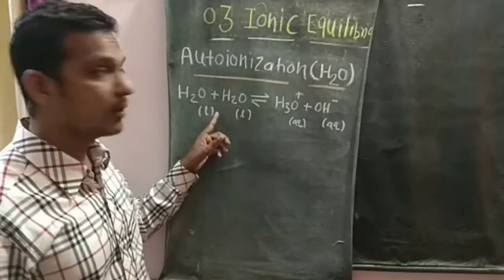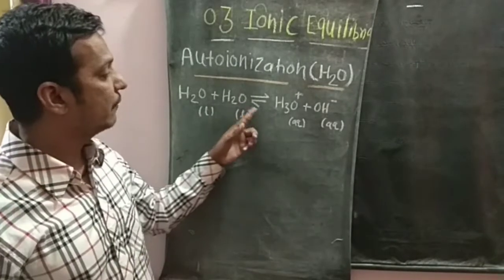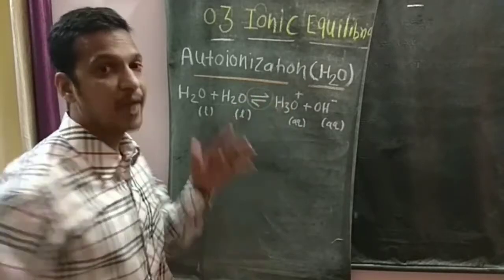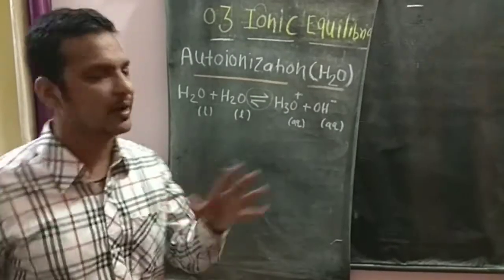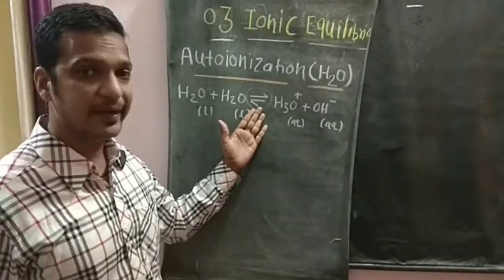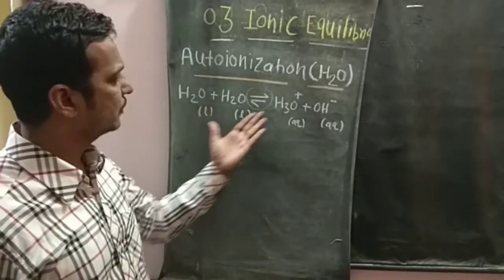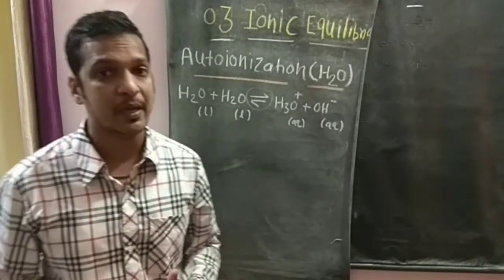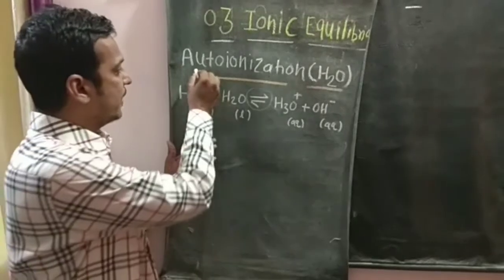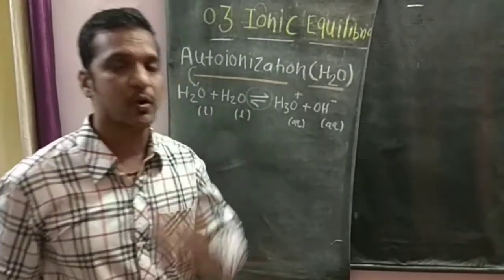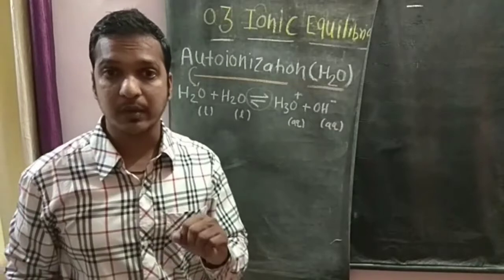Because water is a weak electrolyte, we have shown here a double-headed arrow, or a pair of arrows. Now water reacts with water to form H3O plus plus OH minus. This reaction is called autoionization of water, or ionization of water.